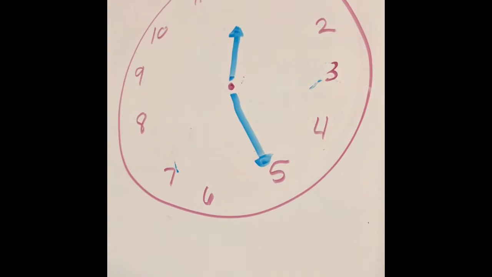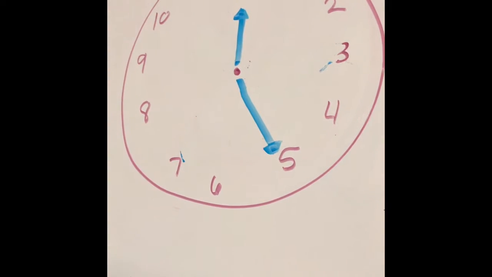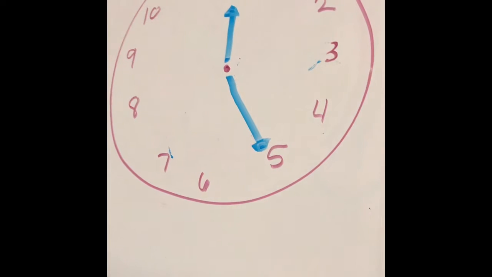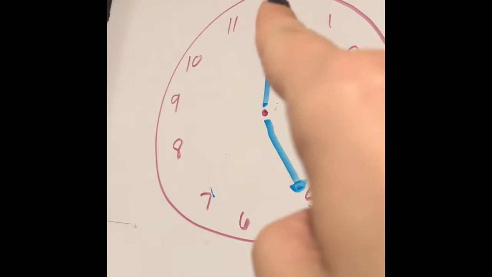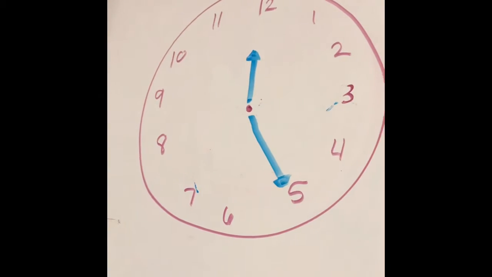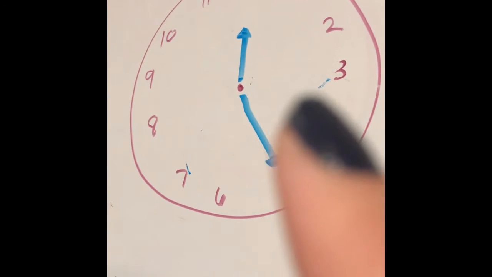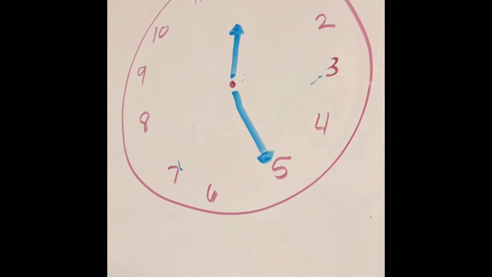Now some of you might get confused and think that this means that it's 5 o'clock. But remember, if it were 5 o'clock, the long hand would be pointing at the 12 because it tells our minutes. In this instance, the short hand is pointing at the 12.